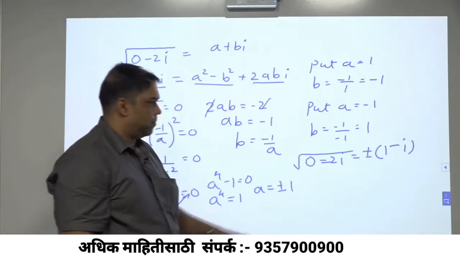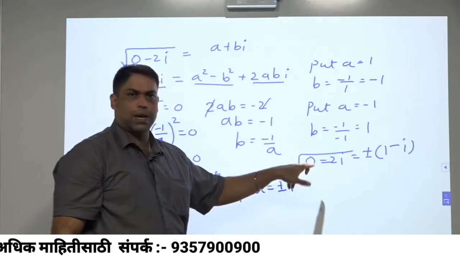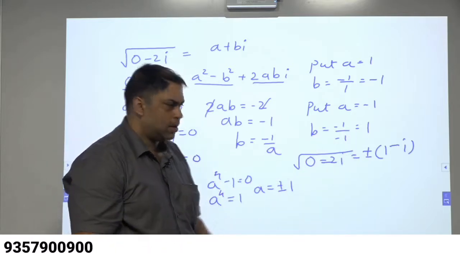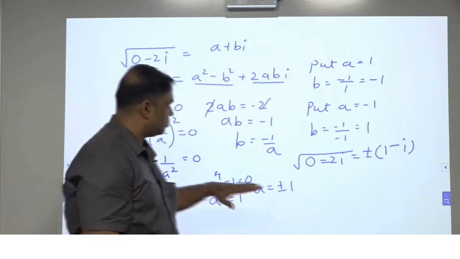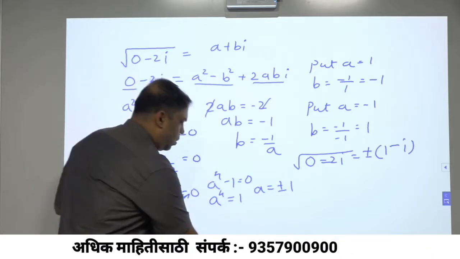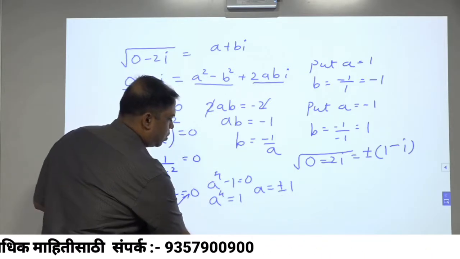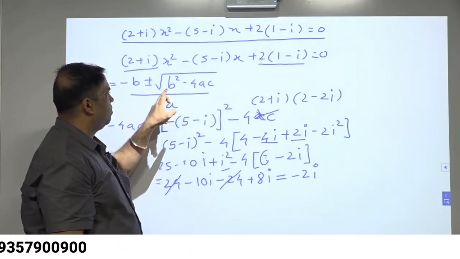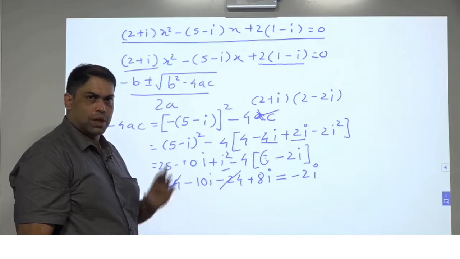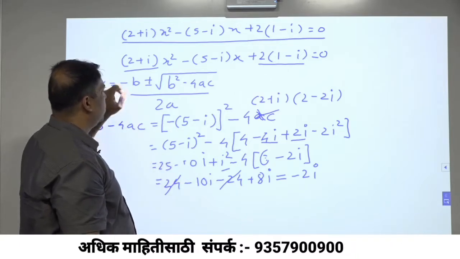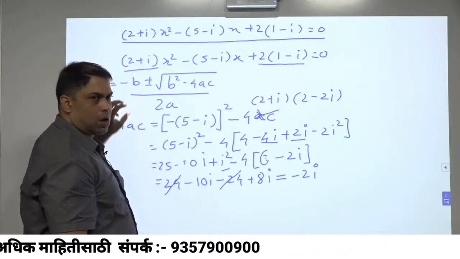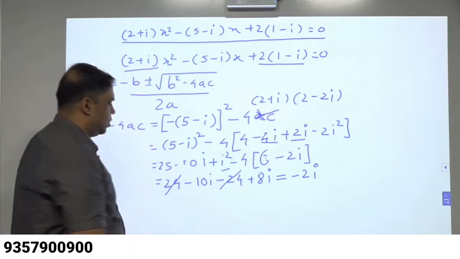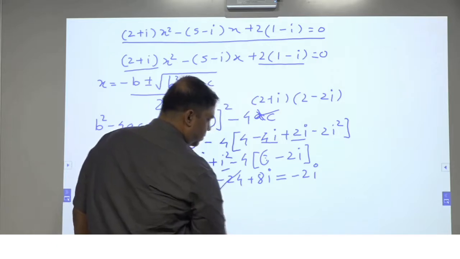Okay, so the square root of 0 minus 2i is equal to plus or minus (1 minus i), right? So now what to write and how to write? We will go back to the previous term. We have found the value of b squared minus 4ac. Now we have to substitute all the values into this formula. So we will write now.